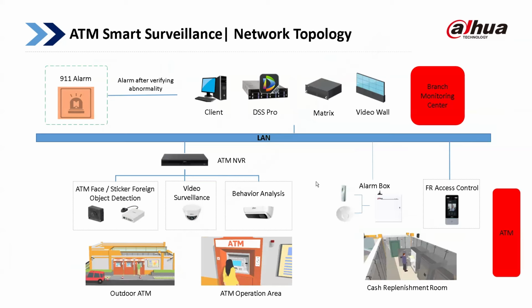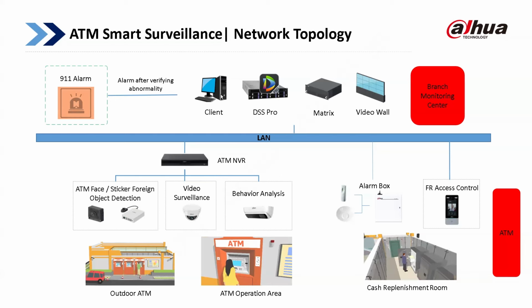So the network topology is, on each branch or on each ATM, we'll do video surveillance using our pinhole cameras. We also do the normal camera, we do the behavior analysis within the ATM. We also add the alarm box inside, and to get the ATM landing area or the management area, we have face recognition, access control.